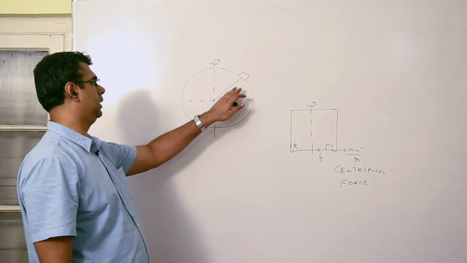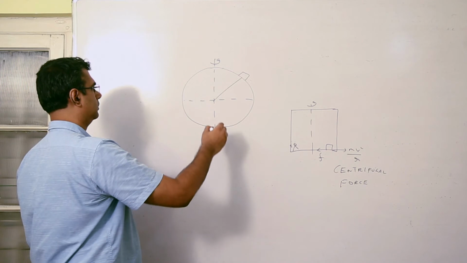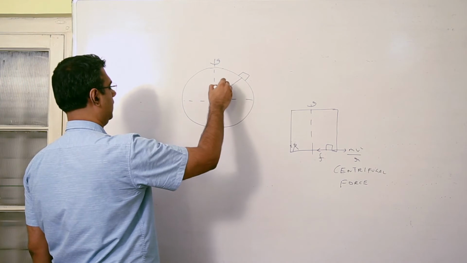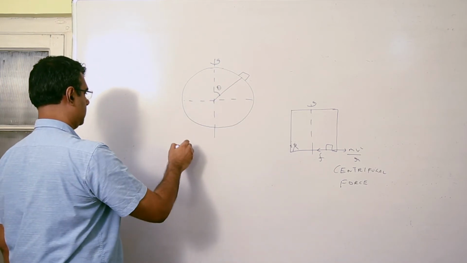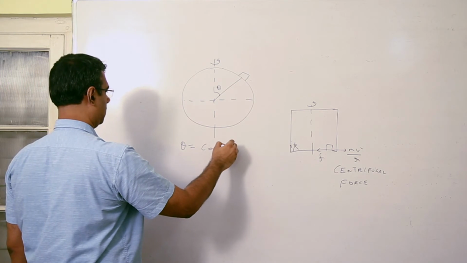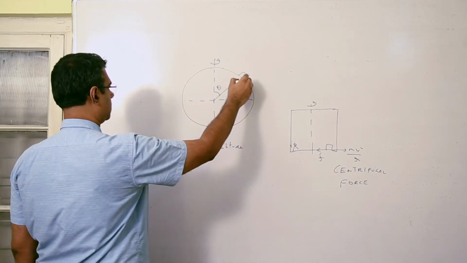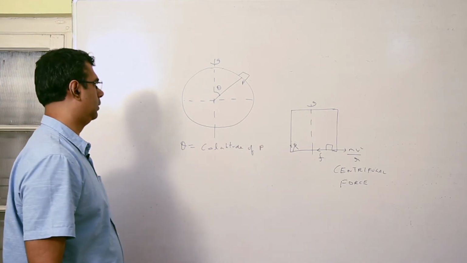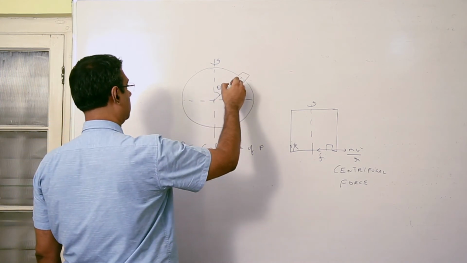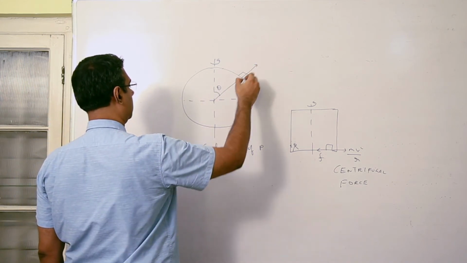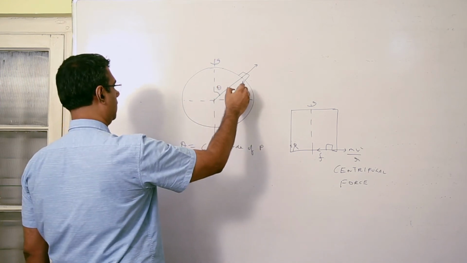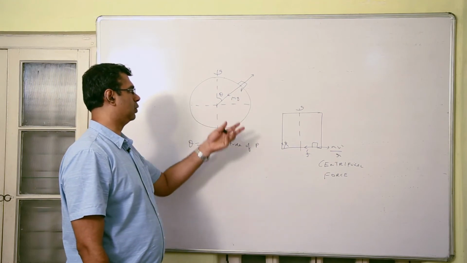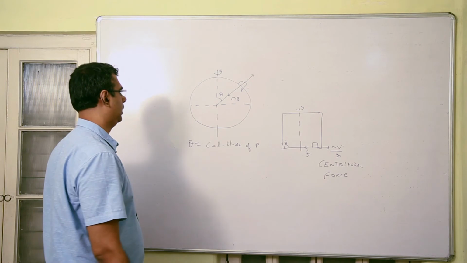Suppose there is a body on the surface of the earth, and the line joining the body to the center of the earth makes an angle theta with the earth's axis. Incidentally, theta is called the co-latitude. Suppose this point is P, so theta is called the co-latitude of the point P. Now this body will have a force which will attract it to the center of the earth. That force we call the weight of the body, so that is equal to mg.